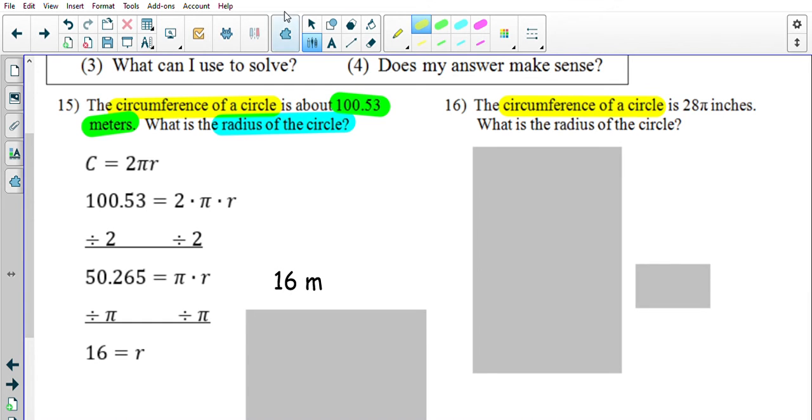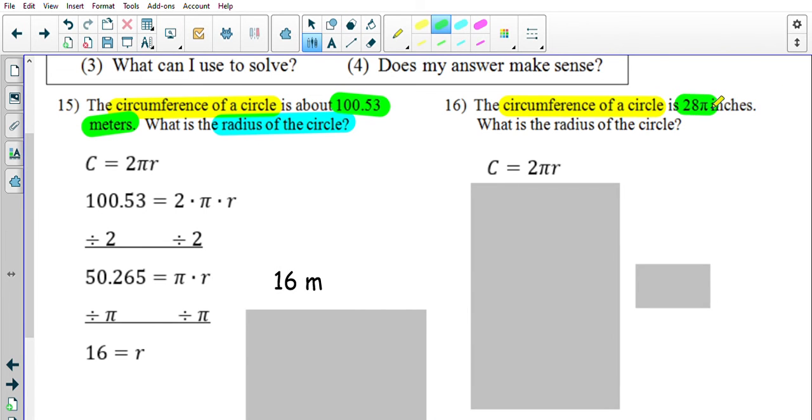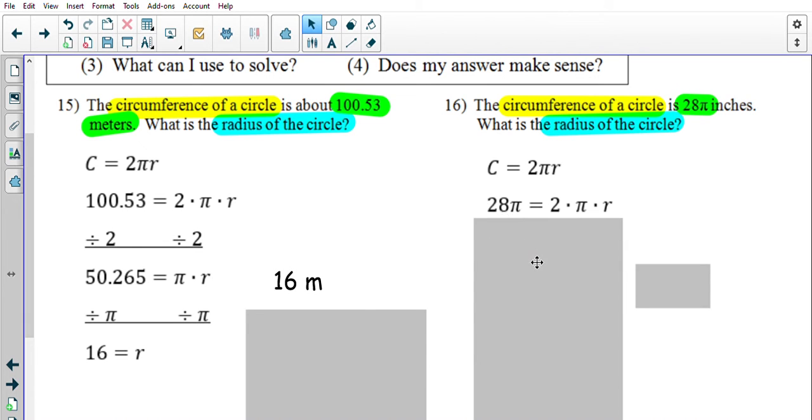But you can also use the circumference formula, which is 2 pi r. You can replace c with 28 pi, which seems weird. You don't need to write it as a decimal. You can leave it as 28 pi. And know that we're trying to find the radius of the circle again. So I'm going to replace c with 28 pi. So I have 28 pi equals 2 pi r.